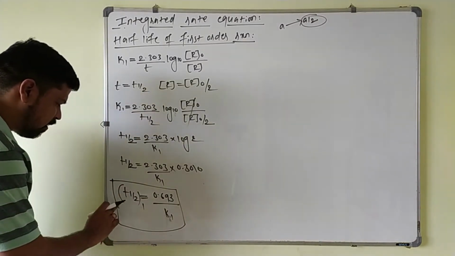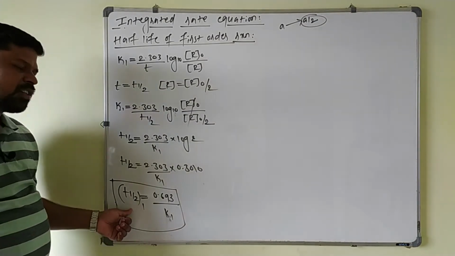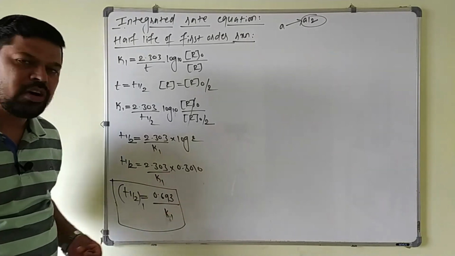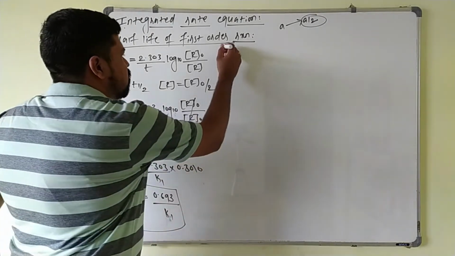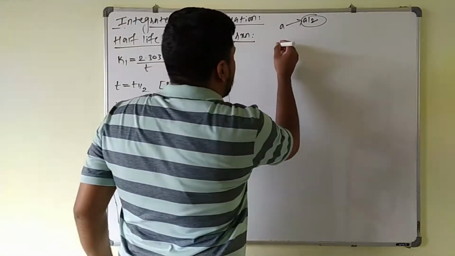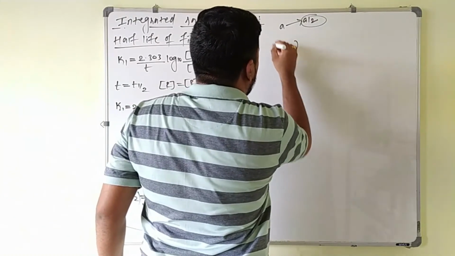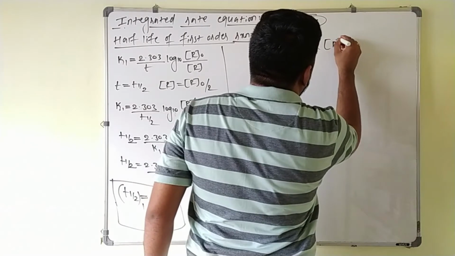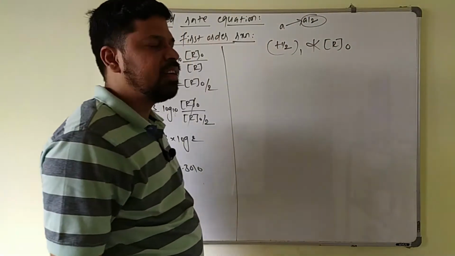From this equation you can say that half-life of the first order reaction is independent of the concentration. It does not involve any concentration term here. So directly we can say that half-life of first order reaction is independent of initial concentration.